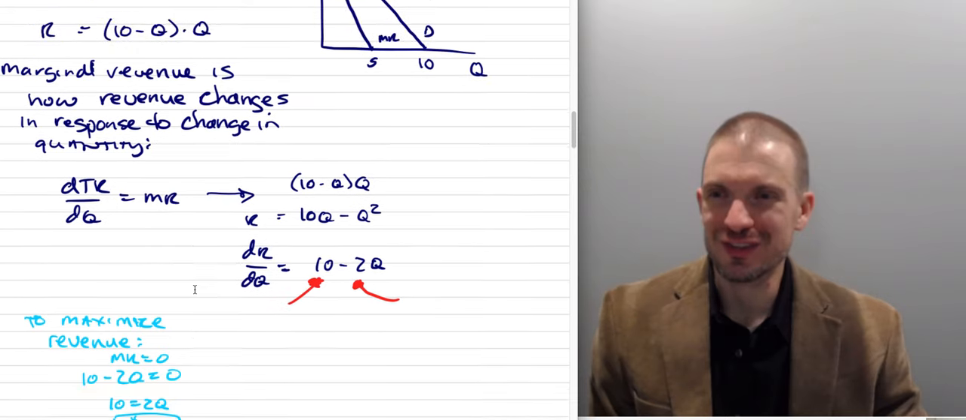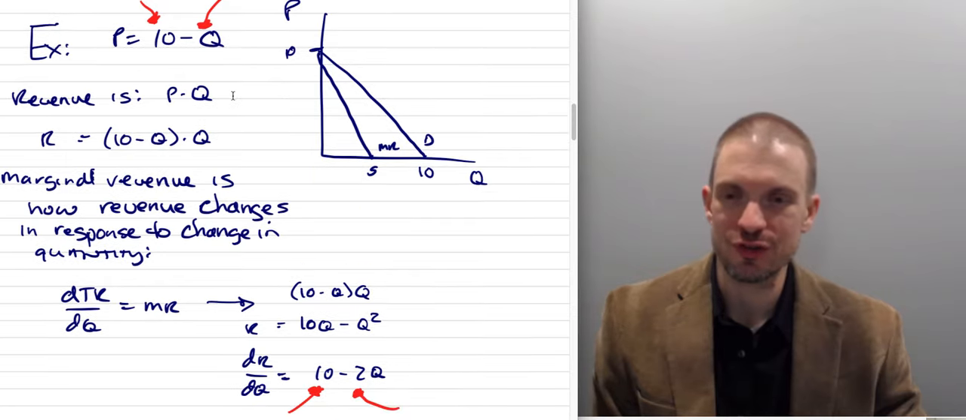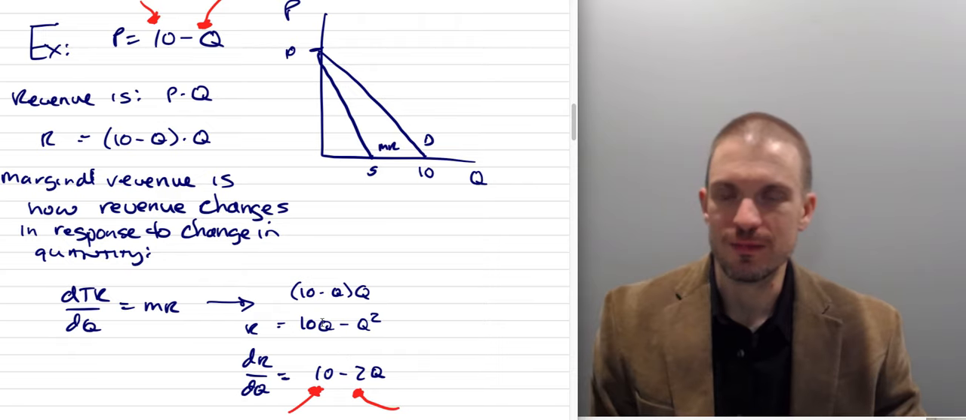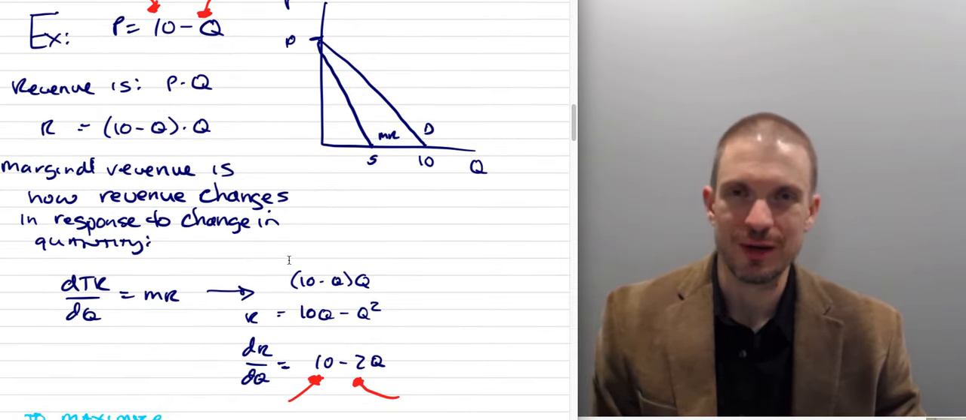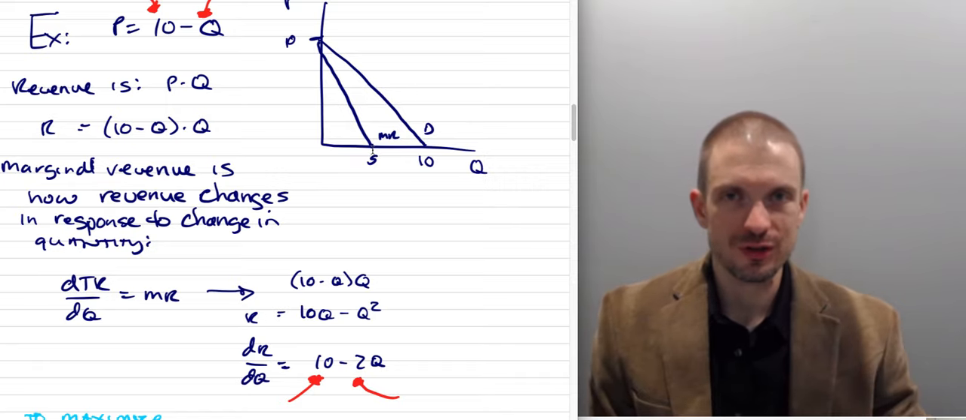But anyway, back to the original example. Why does the marginal revenue curve have the same vertical intercept, but twice the slope as the inverse demand? It's this calculus thing, right? It's a consequence of the fact that marginal revenue comes from differentiating the revenue function, and revenue is maximized where marginal revenue is equal to 0.